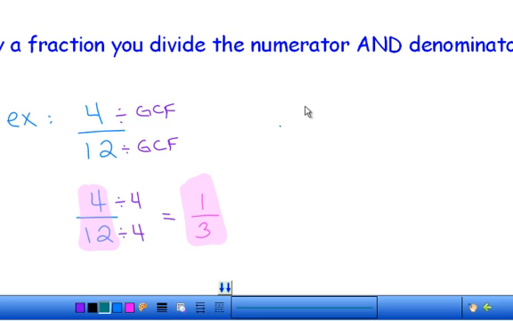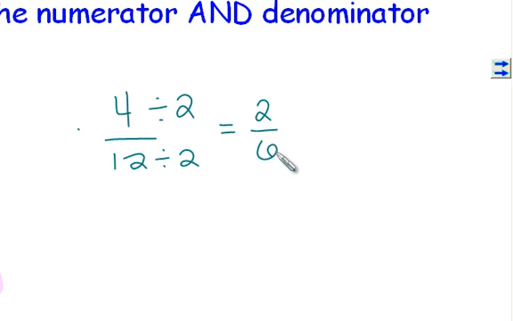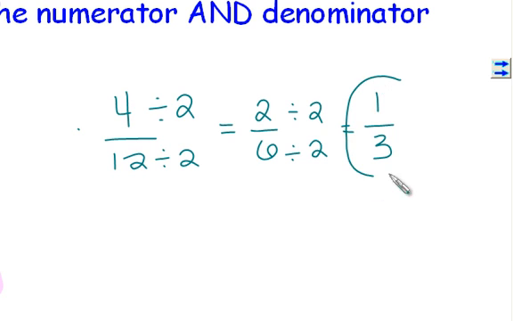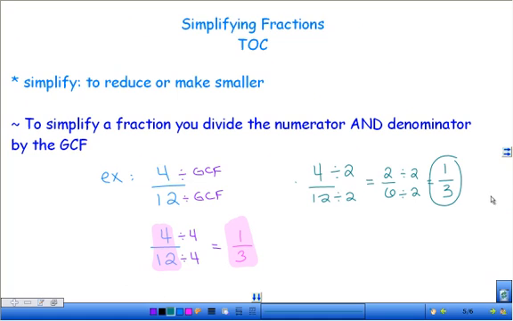Okay, so if I start with 4 over 12, we can also divide by 2, right? So if I divide by 2 and then divide by 2, what's 4 divided by 2? 2. What's 12 divided by 2? 6. Okay, but I can divide by 2 again. So if you don't find the GCF right away, that's okay. You'll still end up with the same answer. It's just going to take you more steps to get there. Okay, let's do some together.